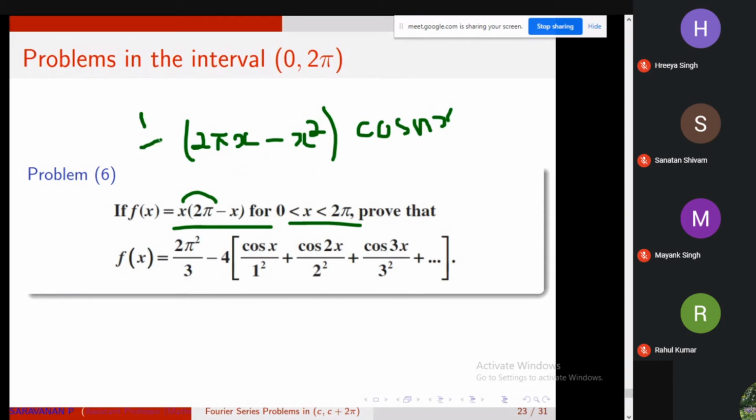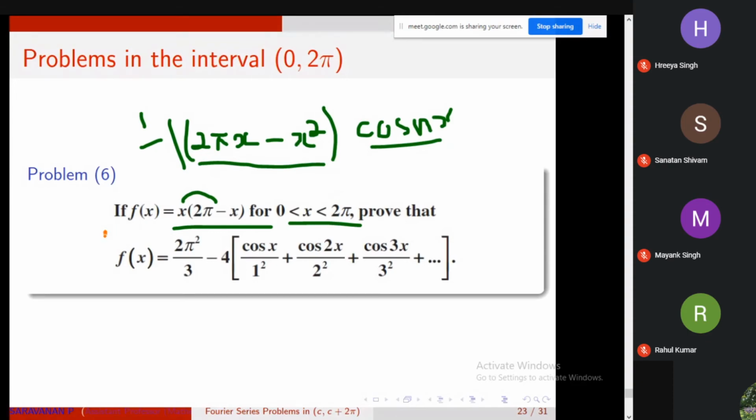You write 1 by pi, integral 0 to 2 pi, f of x cos nx. You don't split the integral, you take the whole thing as the first function and cos nx as the second function. Then integrate the second function, writing the first function as it is, then minus: differentiate the first function, which gives 2 pi minus 2x, and integrate again, then plus: differentiate again, and I'll get 0 minus 2. That's all. You can stop, then apply the limit.